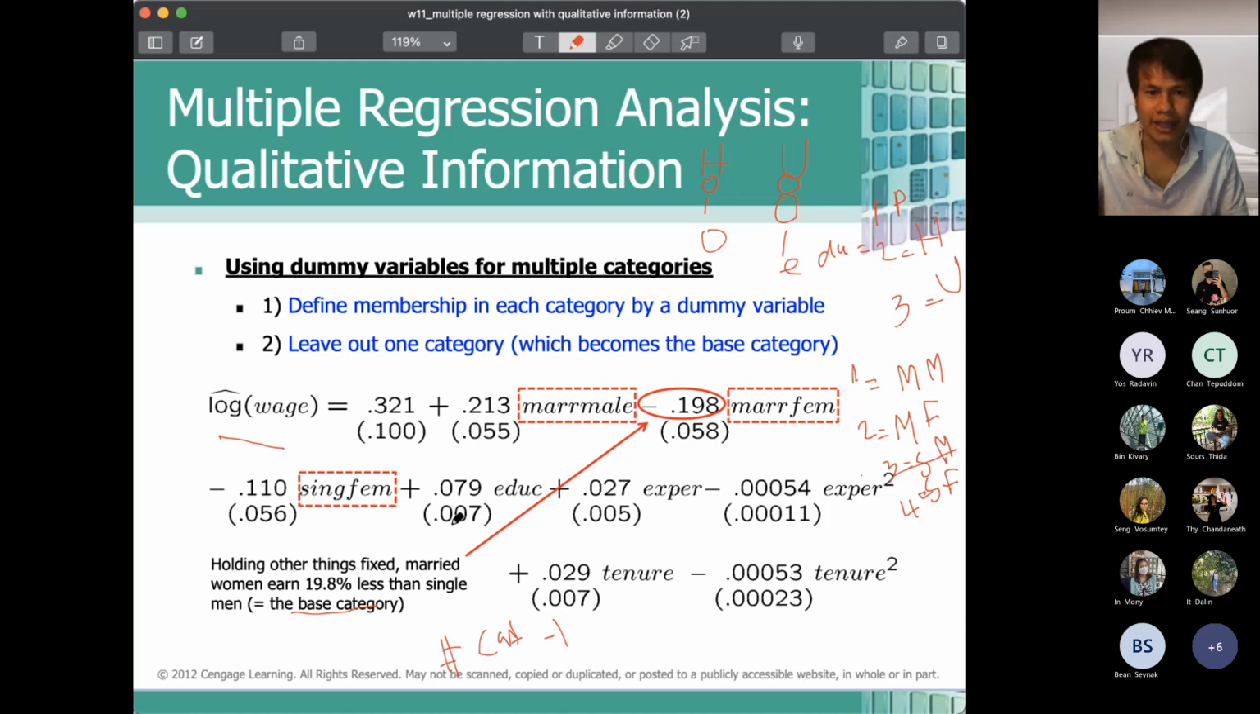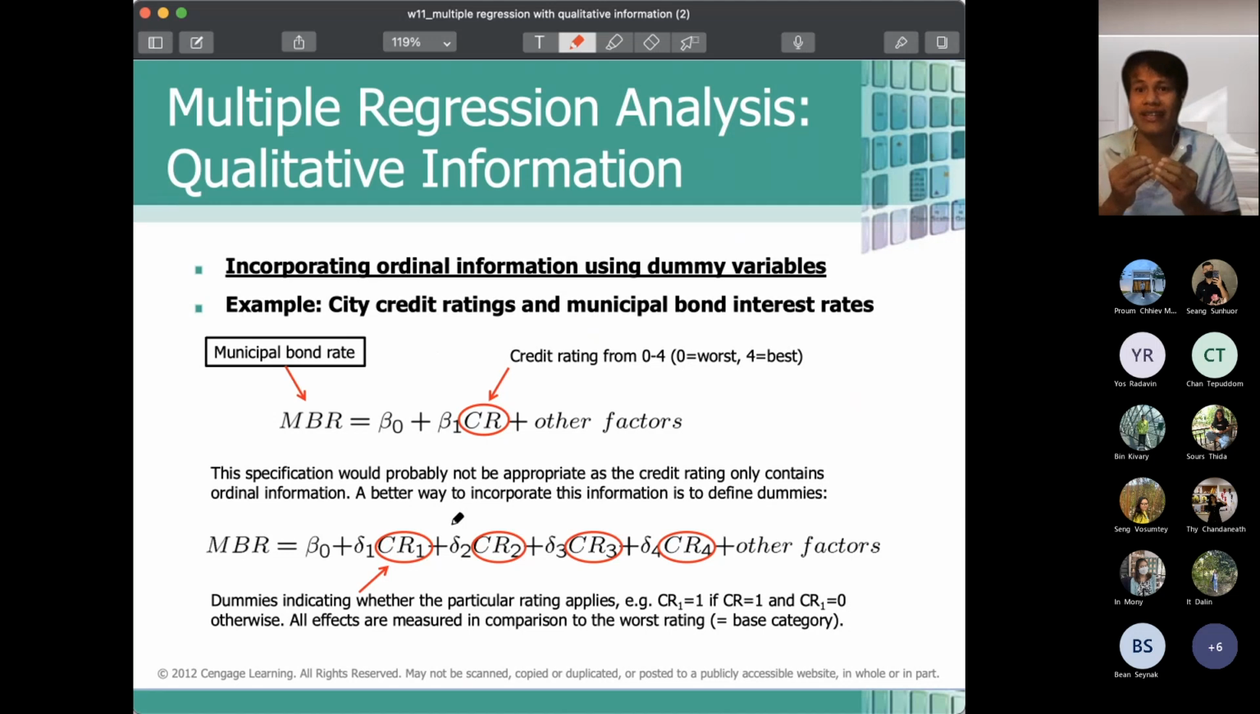All right, next then. So what we discussed in the previous slide is when you have qualitative information with multiple categories. What if you have ordinal information? Remember what is ordinal information? It's also a categorical variable with multiple categories, but in order, right? In order, comparable. Such as rating here, we have 0 to 4. 0 is worst, then we have bad, then normal, then good, then best, right? So in this case, what should we do?